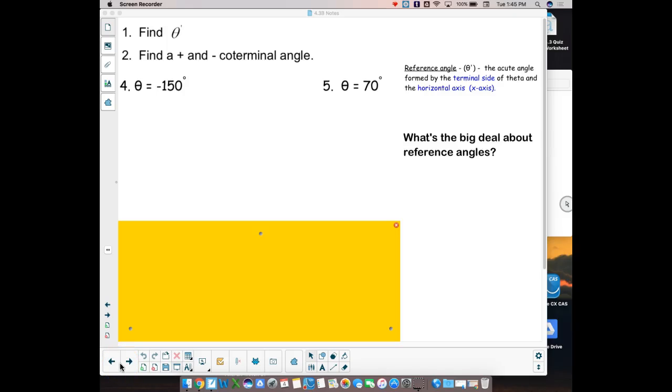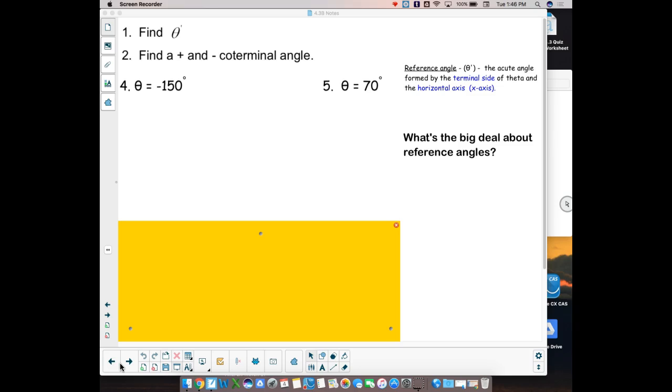So before we get into asking these questions that we're asking, let's first talk a little bit about what a coterminal angle is again, and what a reference angle is again, and why there's such a big deal about them. Okay? All right? So, let's do coterminal first. This is from Friday. We talked about it on Friday.